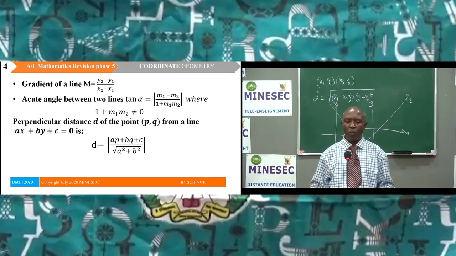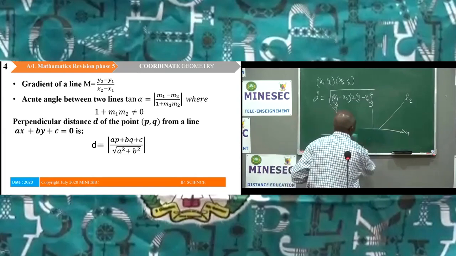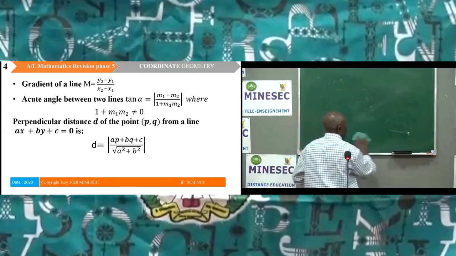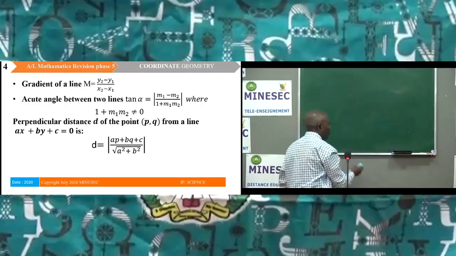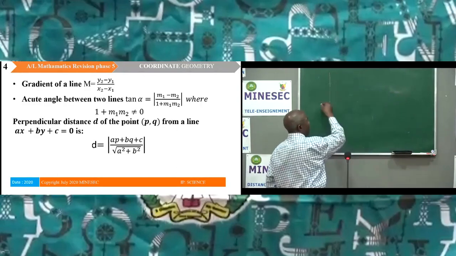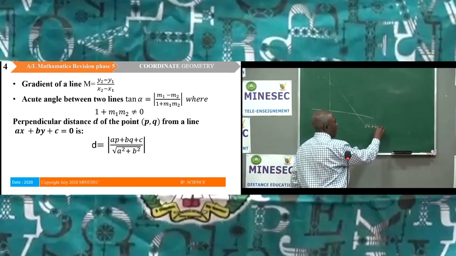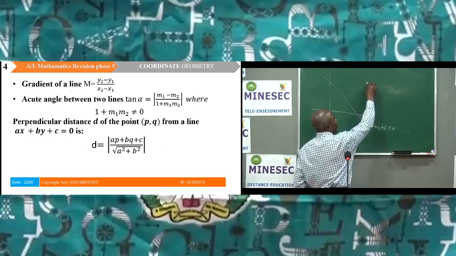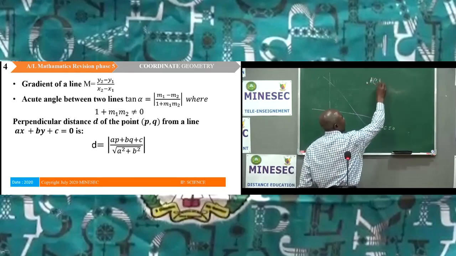Perpendicular distance d of a point P from a line. If we are given a line, like what we are seeing on our screen, let's take for instance that we have the line ax plus by plus c equal to 0. And now there is a certain point here, P, or let's call it A, with coordinates (h, k).